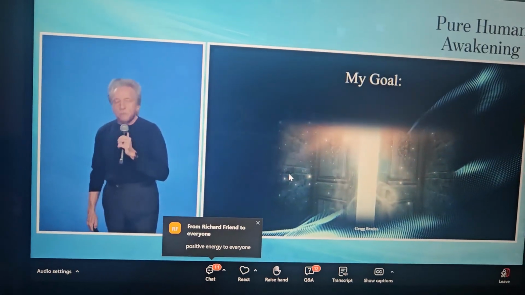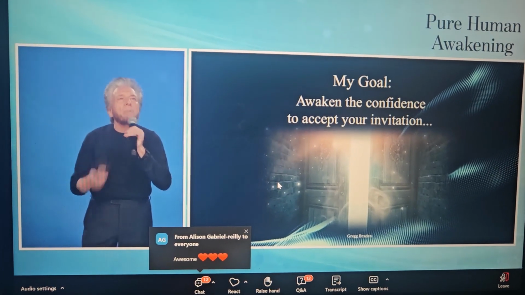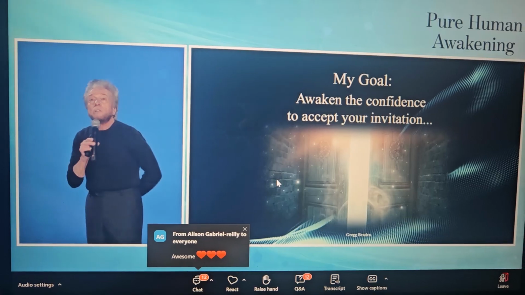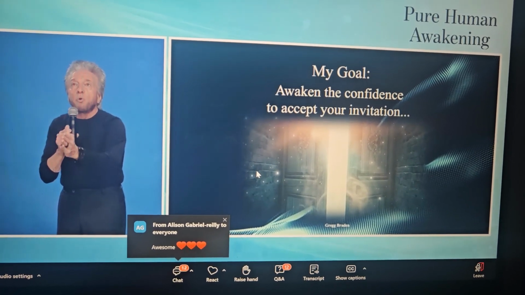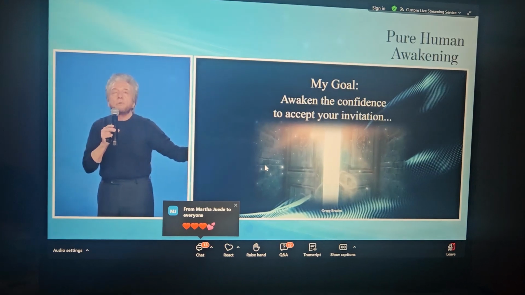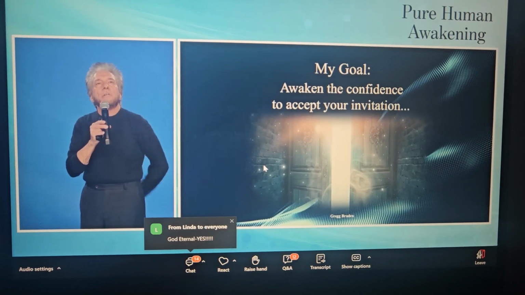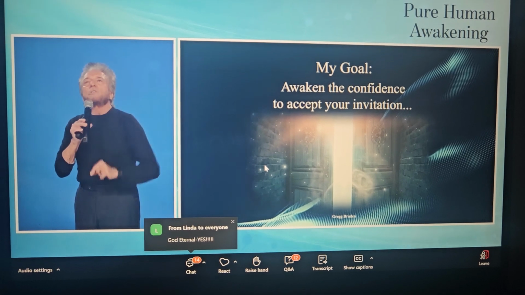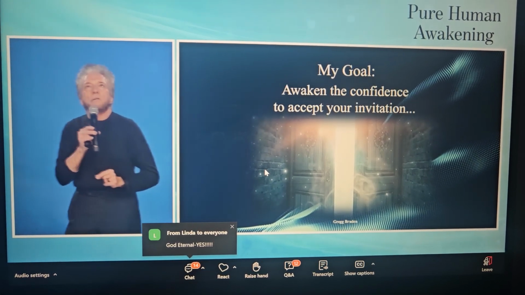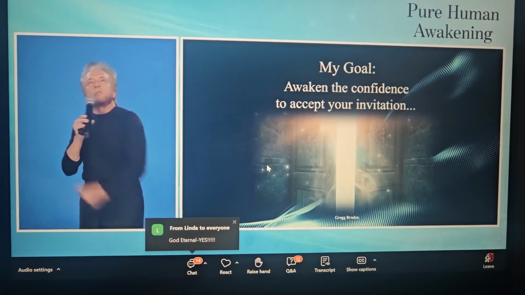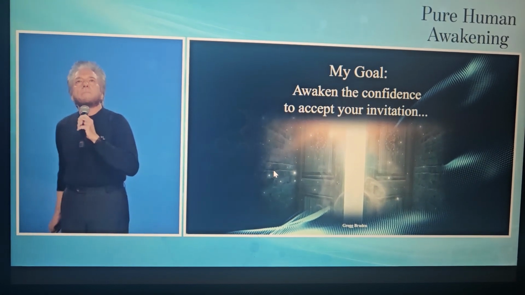My goal in this day was to awaken a confidence within you to accept the invitation. What invitation is that? It's your invitation. You're standing at the precipice of a doorway. That door is opening in front of you to step into the world that's emerging as the best version of yourself. That means something has to change in your life. That means that you have to think differently about yourself in the presence of the world that's emerging, not the world that has been. That's my goal.